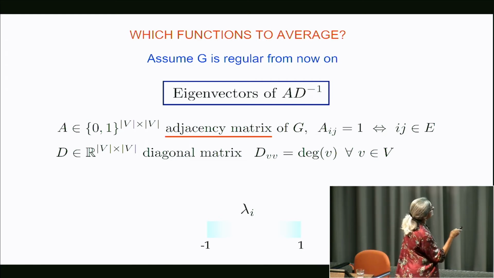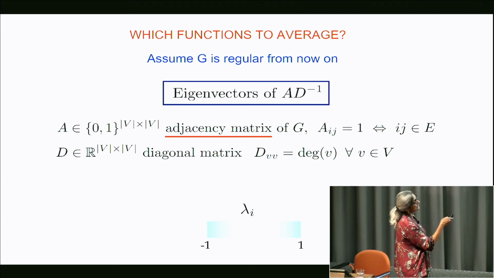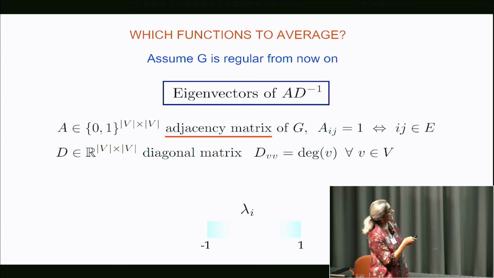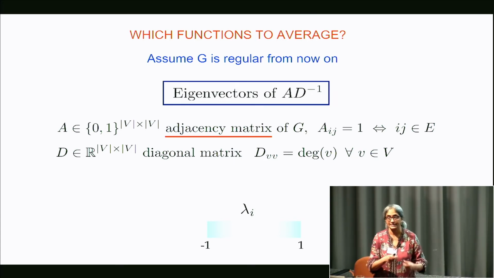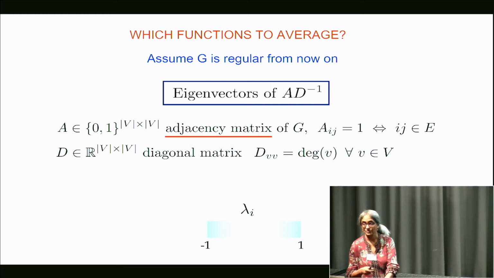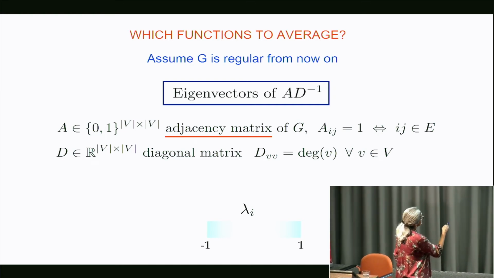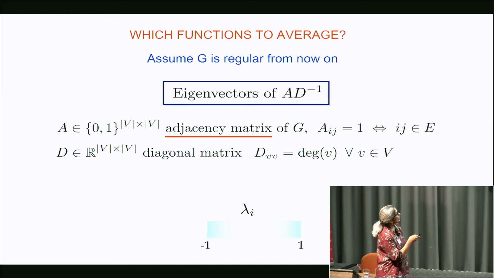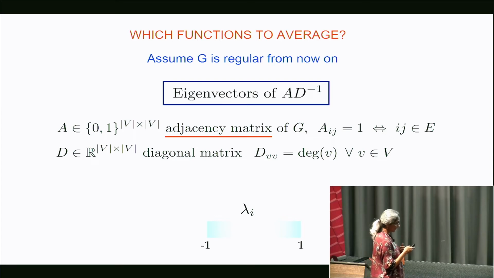So for the talk, let's go with trying to average the eigenvectors of AD inverse, where A is the adjacency matrix and D is the diagonal matrix whose diagonal entries are the degrees of the vertices. Okay? But this is a regular graph, so this is just a scaled identity. So we're going to average these eigenvectors. These are the functions that I will take. And that's enough because it's an eigenbasis, so any function is a linear combination of these. So it'll be enough to do that.